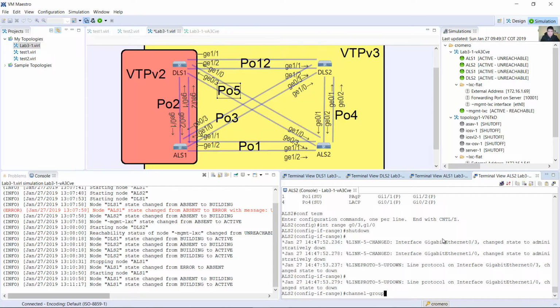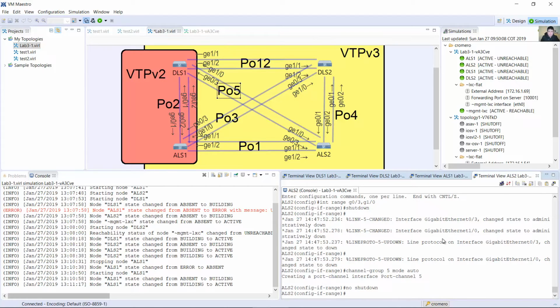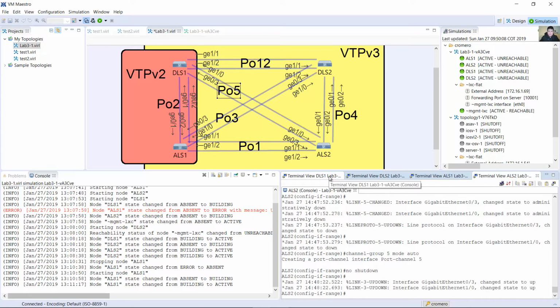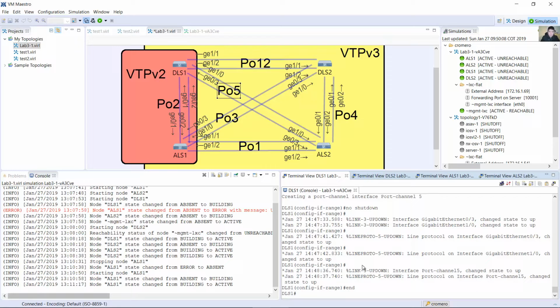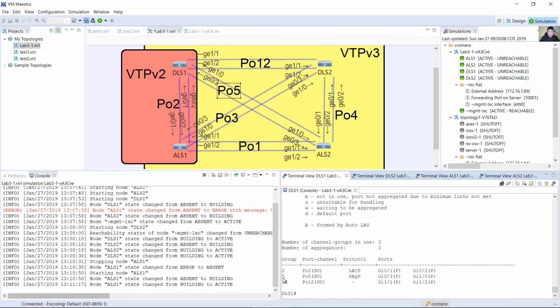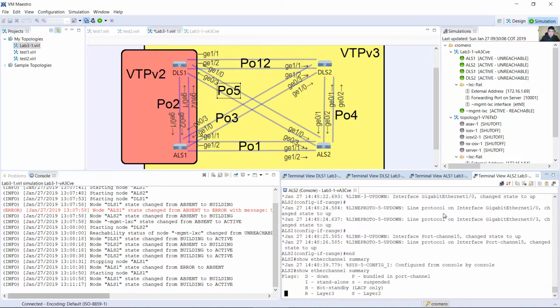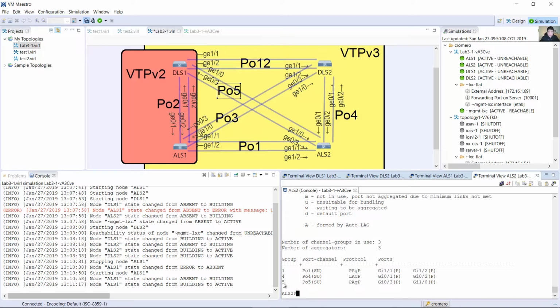Channel group 5 mode auto. No shutdown. Okay, verify on DLS1 and show EtherChannel summary. And look at this, number 5, very well configured. ALS2, and show EtherChannel summary. Number 5, very well configured, Port Aggregation Protocol. Okay, very good.